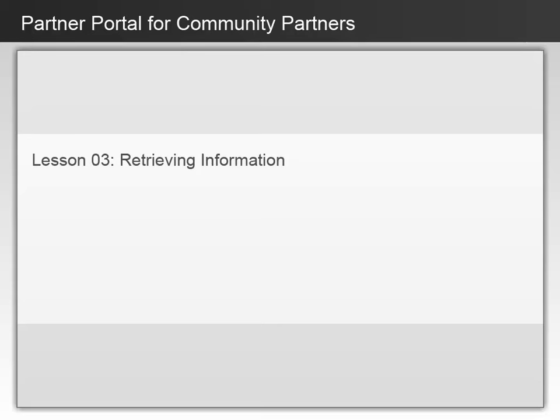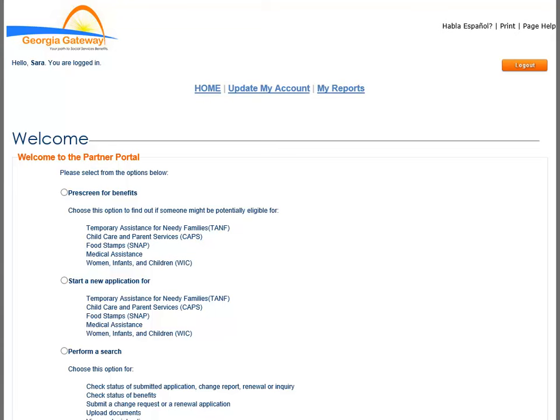Lesson 3 provides an overview of retrieving information on people or transactions. Now you will get some information on performing a quick transaction search. The welcome page is the starting point for performing searches. Quick transaction searches are ideal when you want to search for a specific individual or a specific transaction.